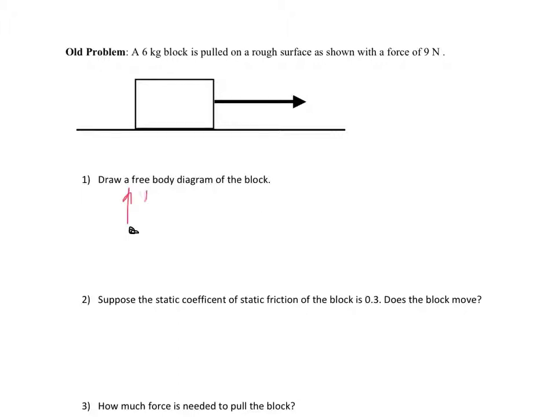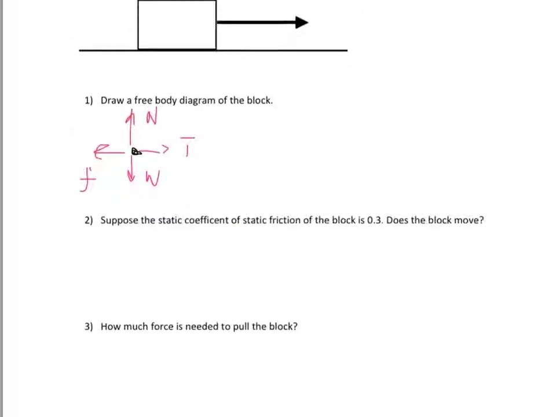So we're going to begin by drawing a free body diagram of this block, and I'll choose red. So we've got a normal force pointing up, a weight pointing down. We have a tension force pulling it, and we have friction going to the left. Now the deal is, I don't know if the block's going to move or not, and that's what I'm going to use the static coefficient of friction to figure out.